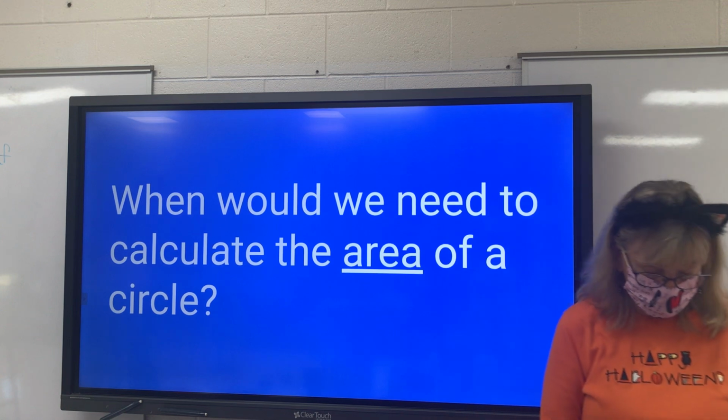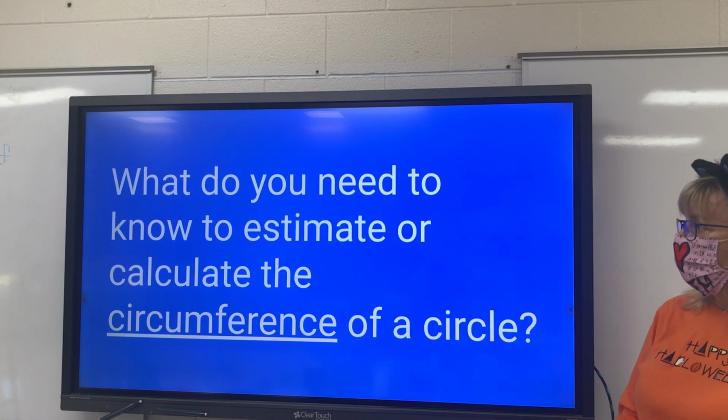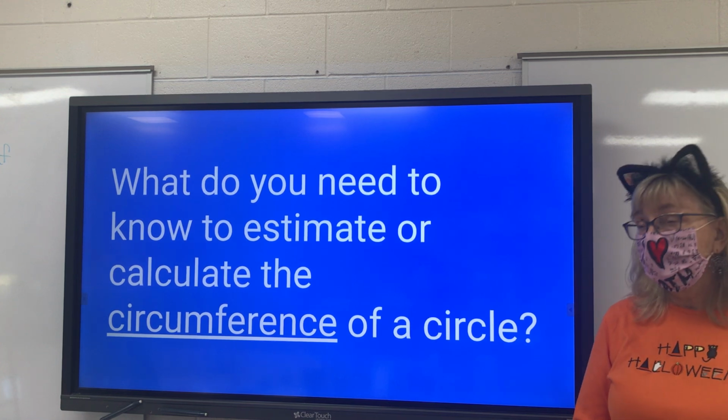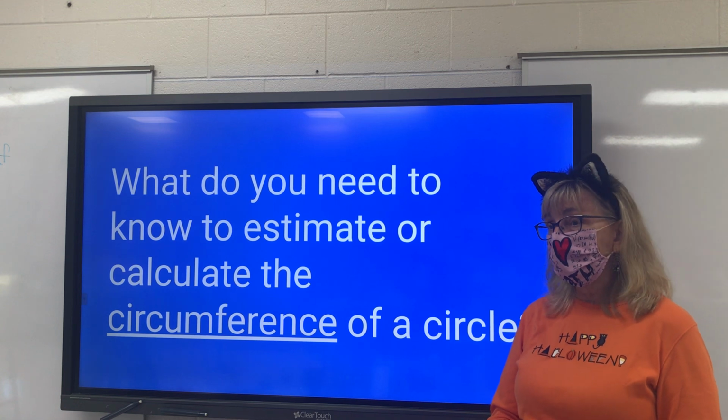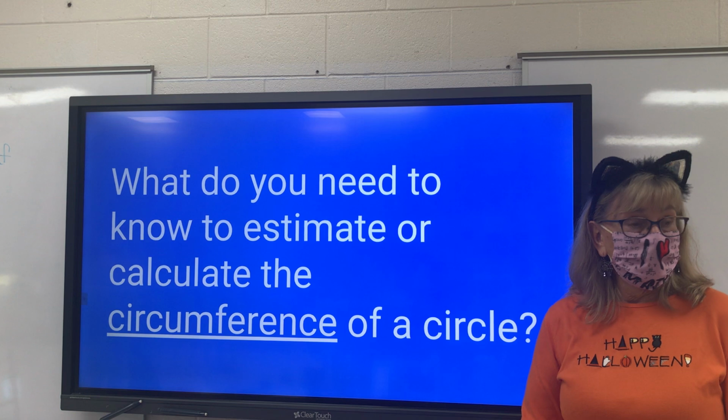Okay? All right. What do you need to know to estimate or calculate the circumference of a circle? Kimberly? Diameter. You need to know the diameter. What if I give you the radius? Just multiply by two. I just have to double it to get the diameter, right? Okay.